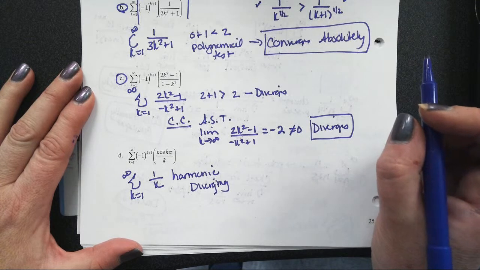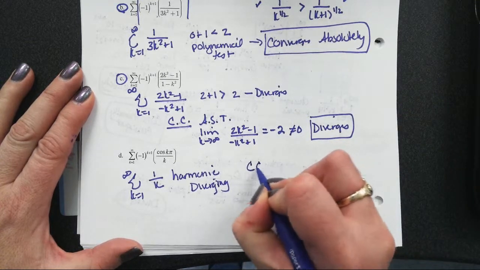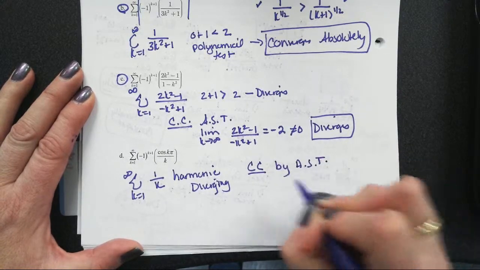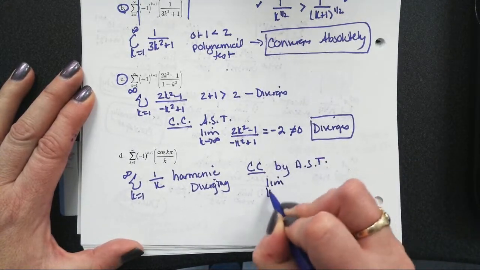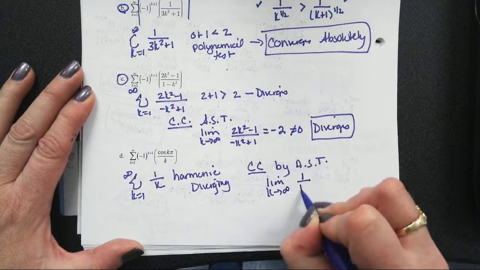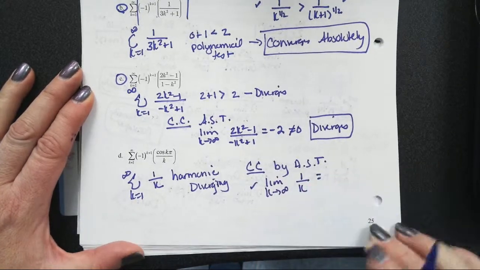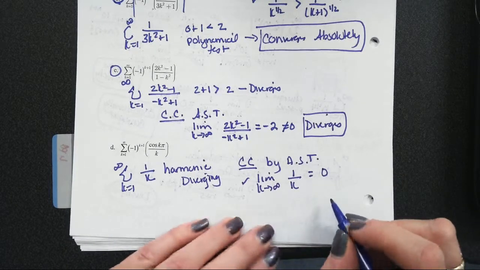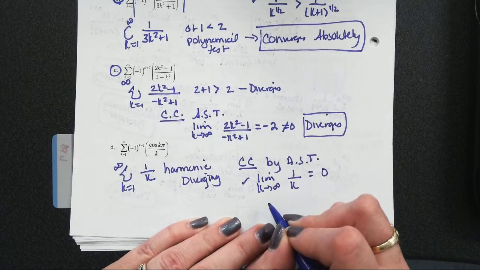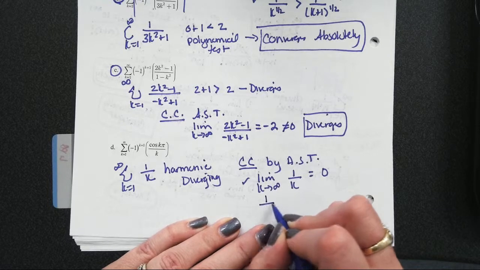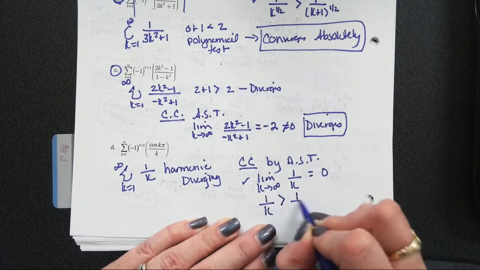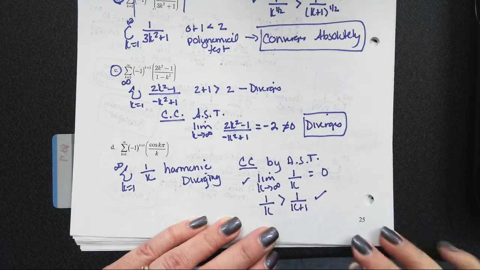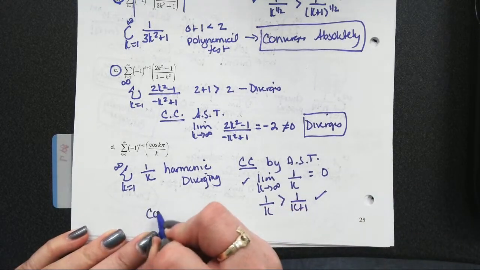So again, now we have to check this for conditional convergence by your alternating series test. So the limit as k approaches infinity of 1 over k is indeed equal to what? This is indeed equal to 0. And then again, you have to check to see if it's a decreasing sequence. So 1 over k needs to be greater than 1 over k plus 1, and is that true? Yes. So this is an example where you're going to have the conditional convergence.